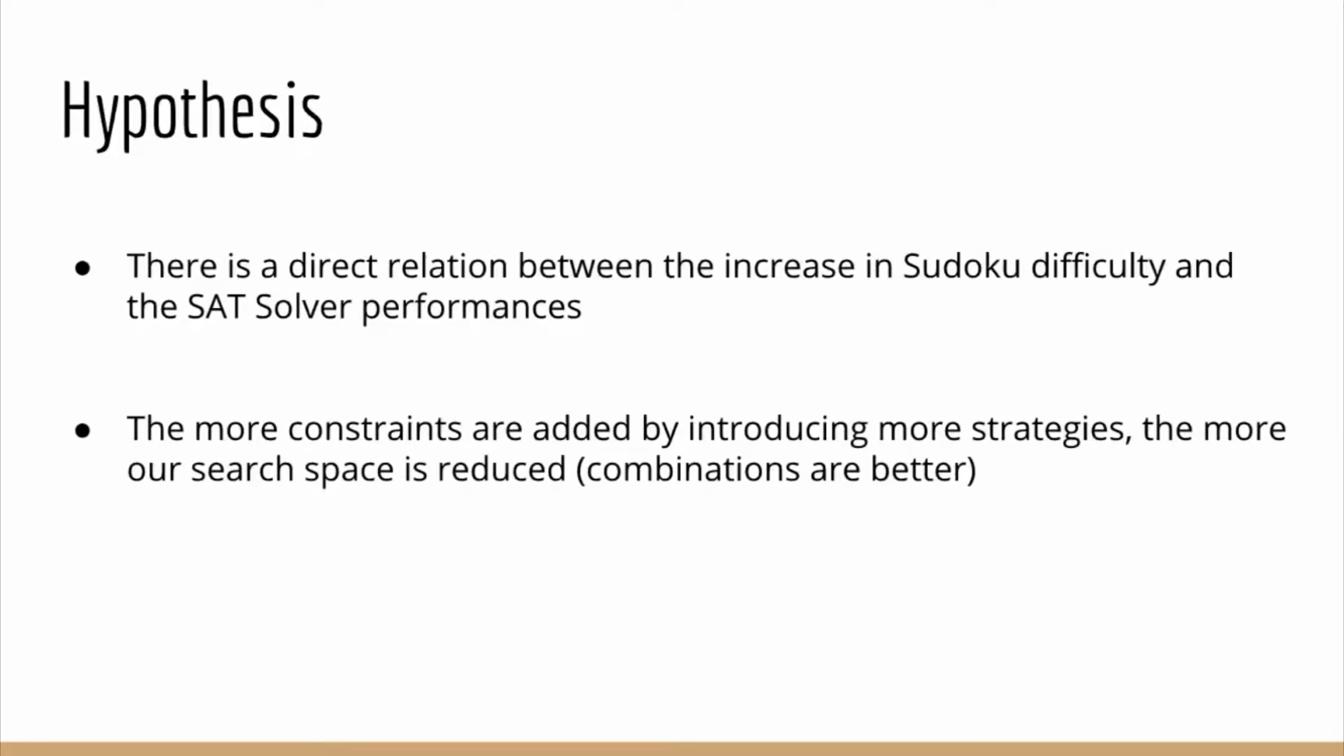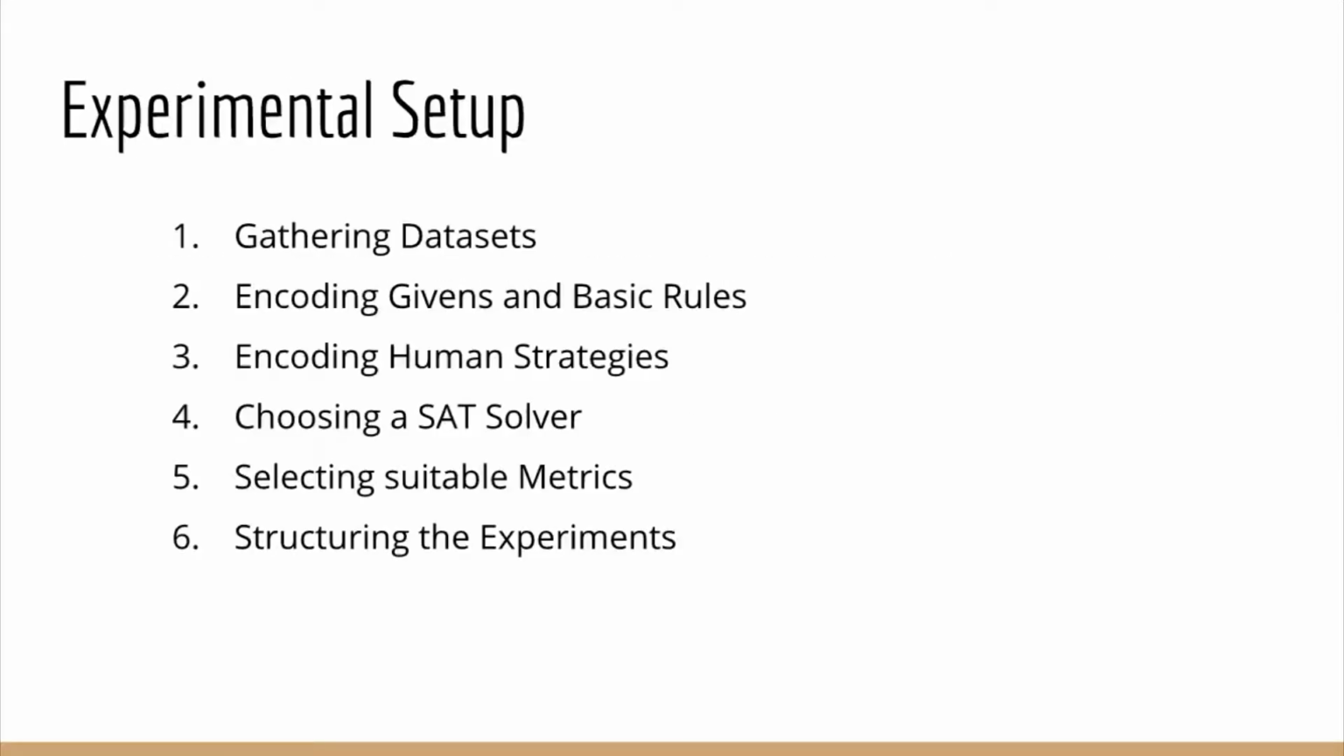The first idea we had was that there should be a direct relation between the increase in Sudoku difficulty and the SAT solver performances. Following this reasoning, we thought that the more constraints were added by implementing new strategies, the more the search space of the problem is reduced. As a result, we expected that simpler human strategies would be more influential for the simpler puzzles, and vice versa.